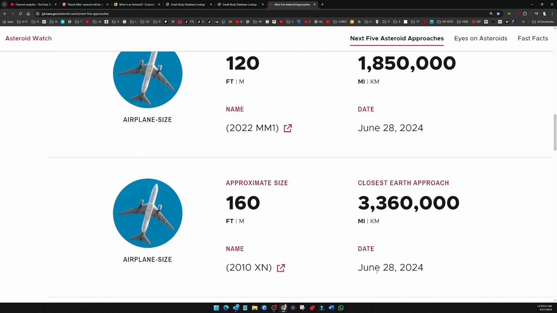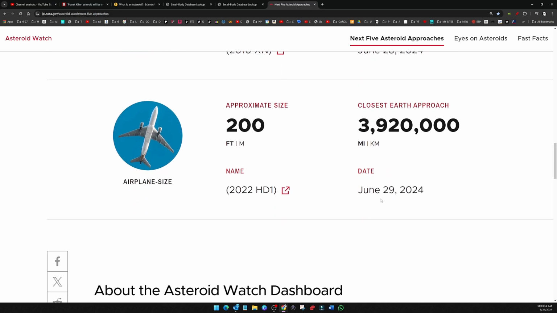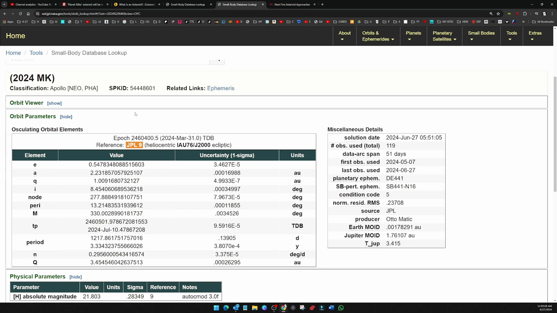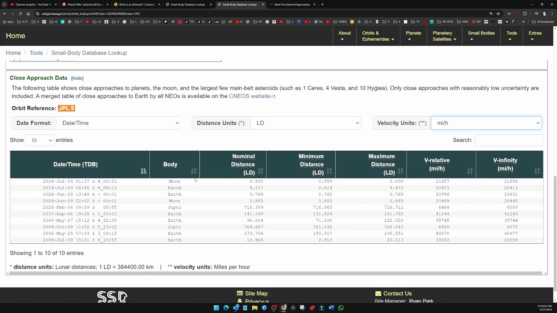And what you don't see on here, it ends at June 28th, actually June 29th, but there's one more on here that's going to be passing by on the 29th. And that's around 500 feet in diameter. That's 2024 MK. They found this on May 7th. They just found it. And that one's 500 feet, so that's one of those 160 meter ones that are basically called city killers.